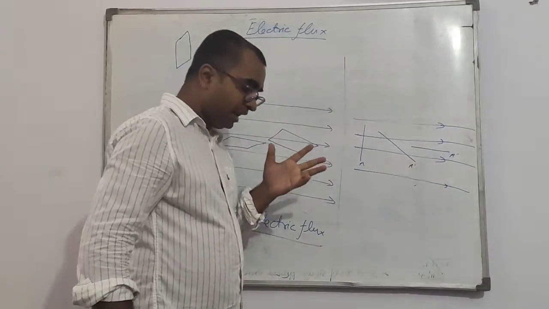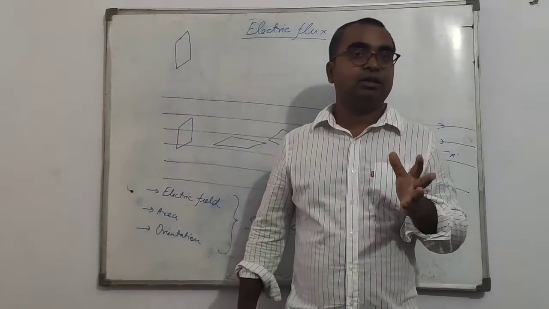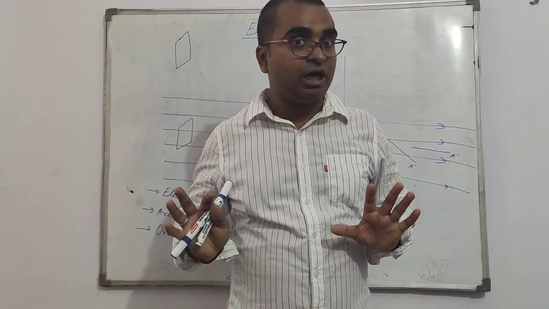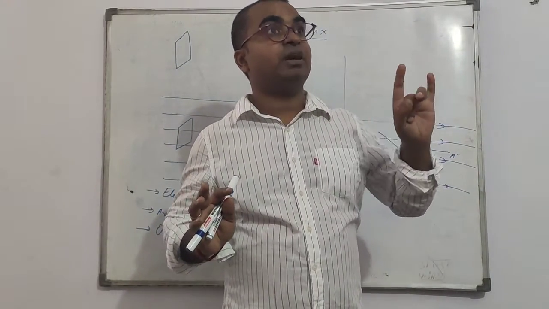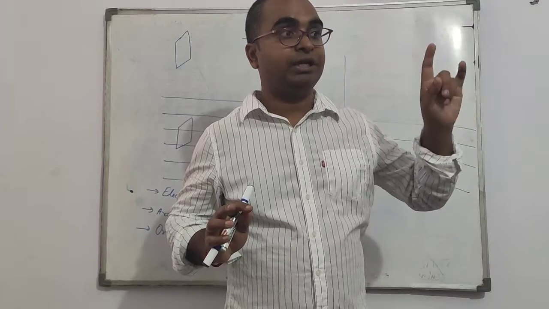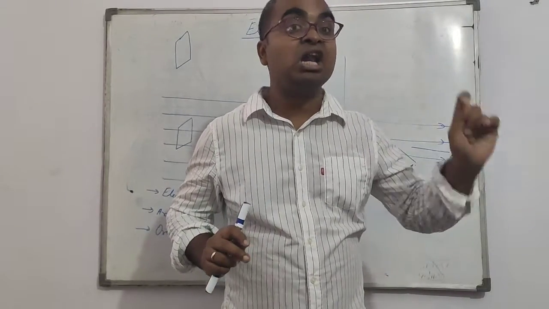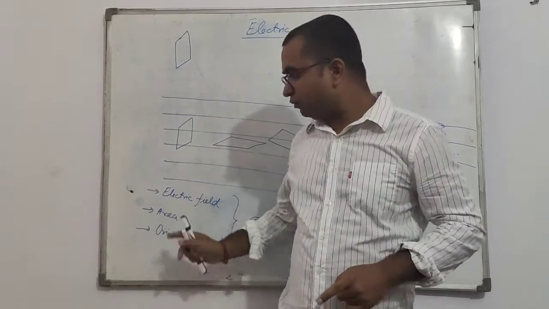So how does the electric flux depend on all these three? Your mind may be clicking that the number of field lines passing through an imaginary surface area means it depends on electric field. Why does it depend on electric field? The first question.